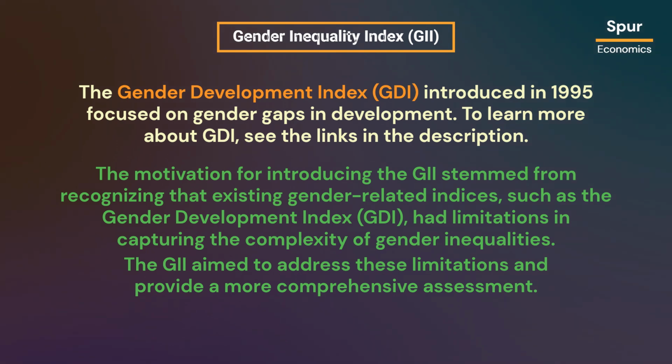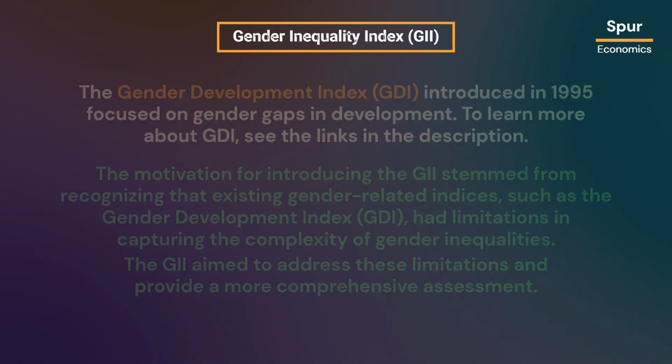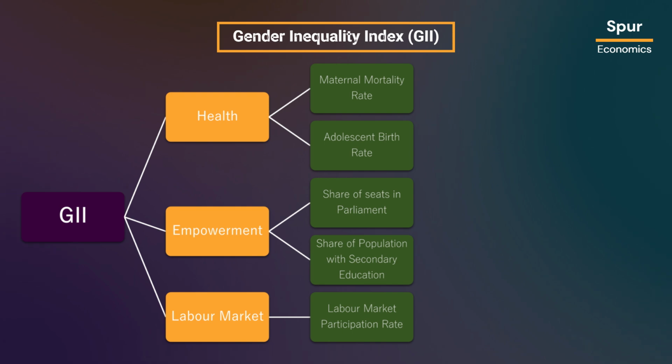The motivation for introducing the GII stemmed from recognizing that existing gender-related indices, such as the Gender Development Index, had limitations in capturing the complexity of gender inequalities. The GII aimed to address these limitations and provide a more comprehensive assessment. The GII is calculated based on 3 dimensions shown here.